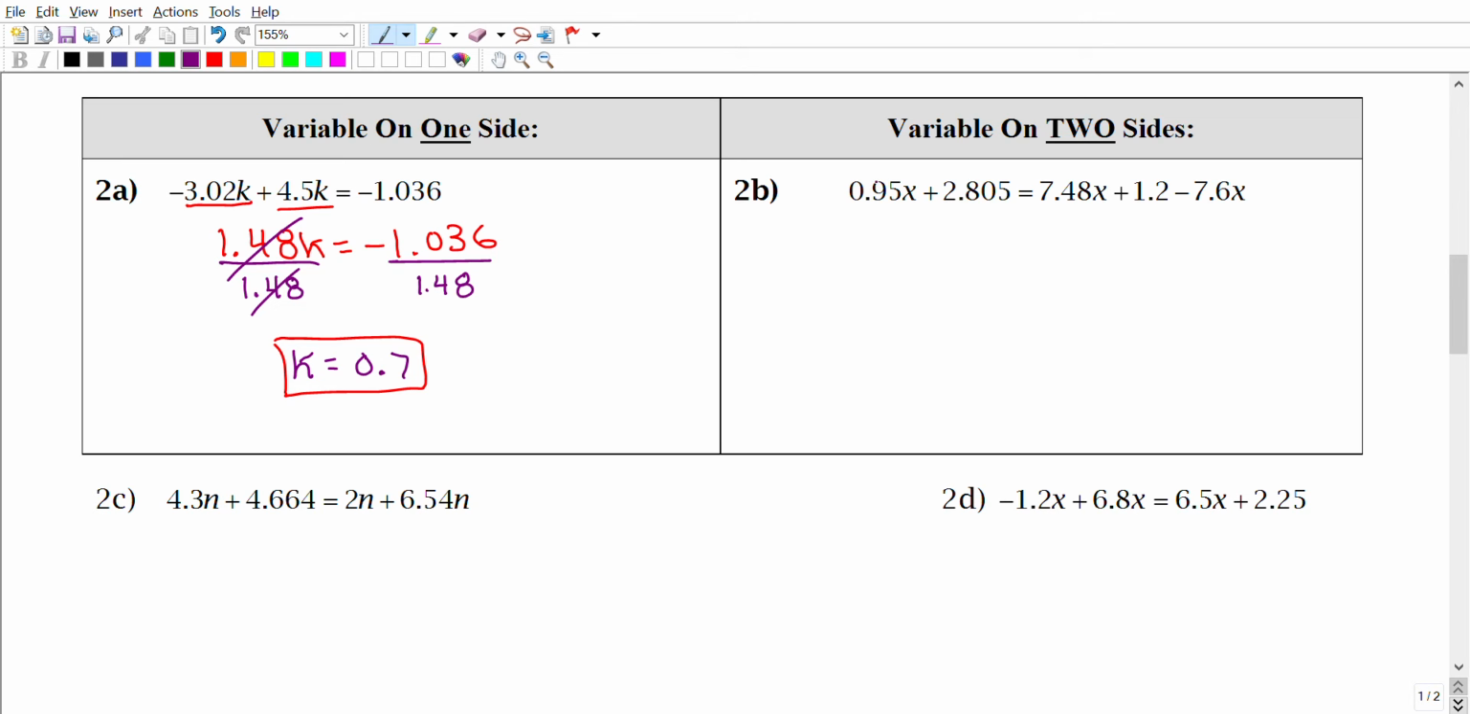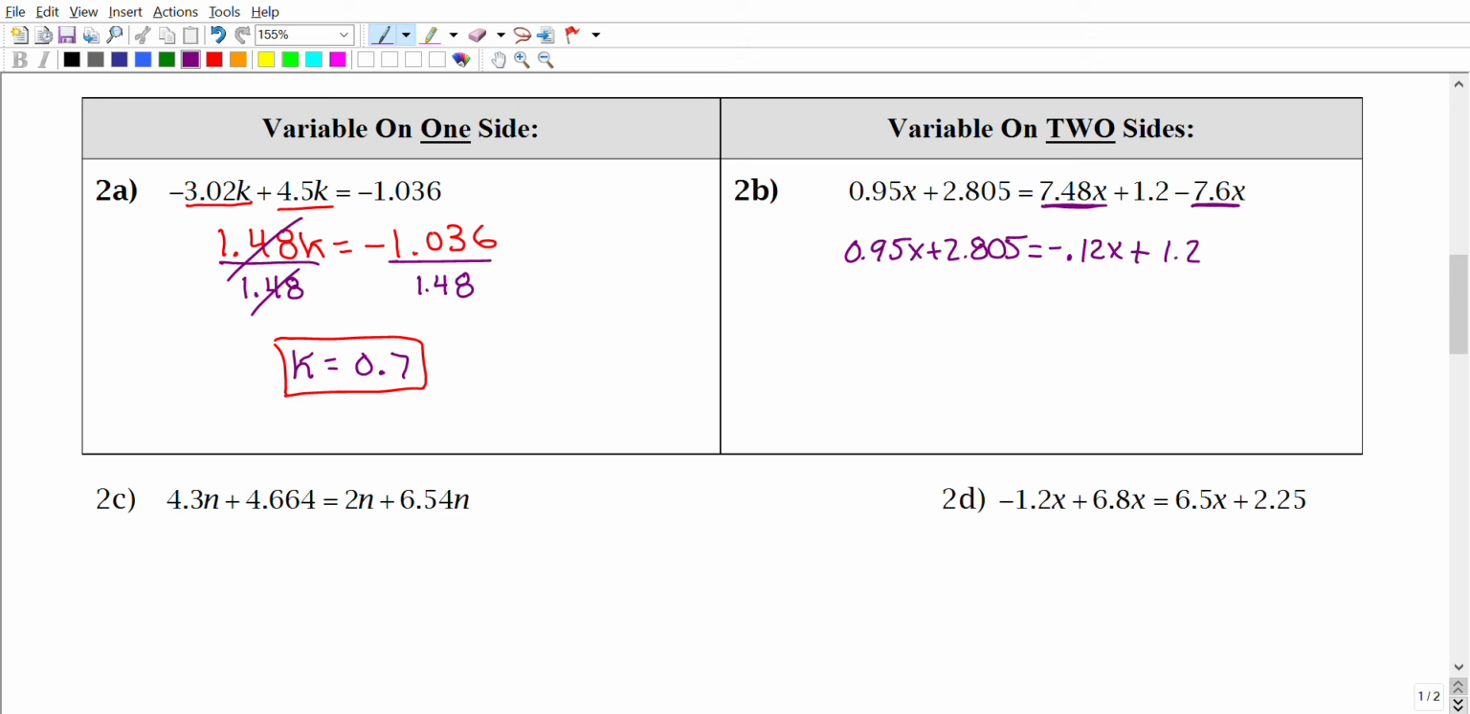So 0.95x plus 2.805, those cannot combine, so I can't combine those. Now let's look at the other side of the equal sign. I can already see I can combine that 7.48x with that -7.6x. To give me, let me go ahead and rewrite this down. 0.95x plus 2.805. I didn't touch that yet. And then on this side, if you add that into your calculator, you get -0.12x plus 1.2. All right, so I have combined like terms.